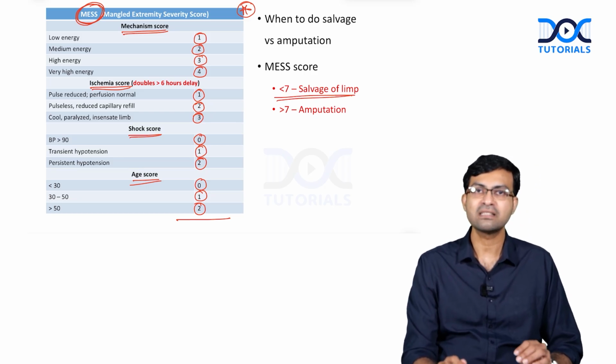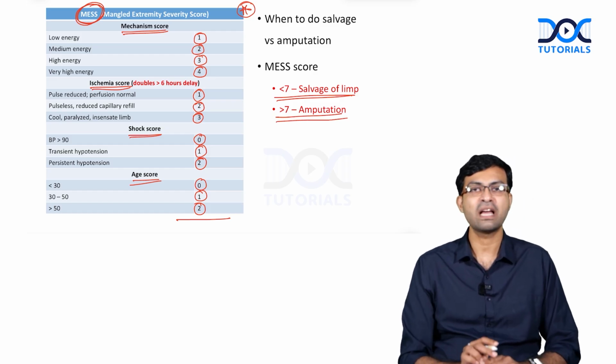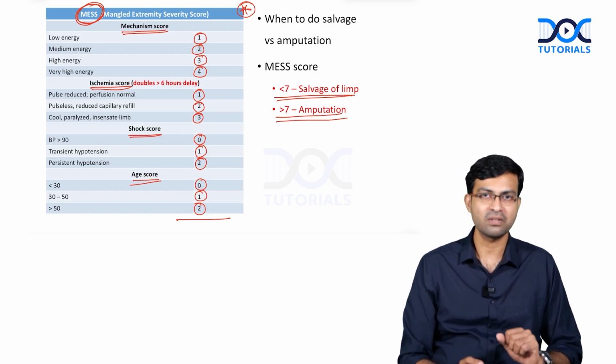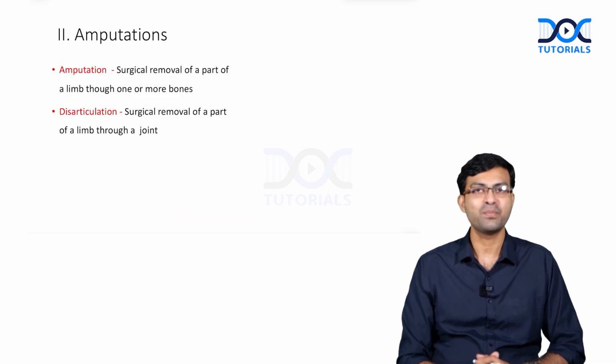You can do an external fixation and try to save the limb. If it is more than 7, you have to do an amputation. More than 7, amputation. Okay. Let's now discuss a few important concepts regarding amputations.